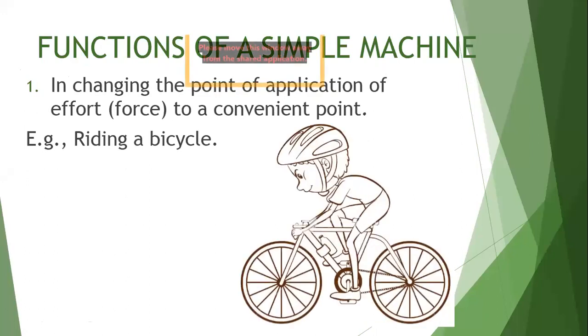Now, when you ride a bicycle, basically, what do you want for the bicycle to move? You want this wheel, your back wheel, to rotate. Now, how will this wheel rotate? It will rotate if you rotate the wheel by some means. But are you rotating the wheel directly? No. Then what are you doing?